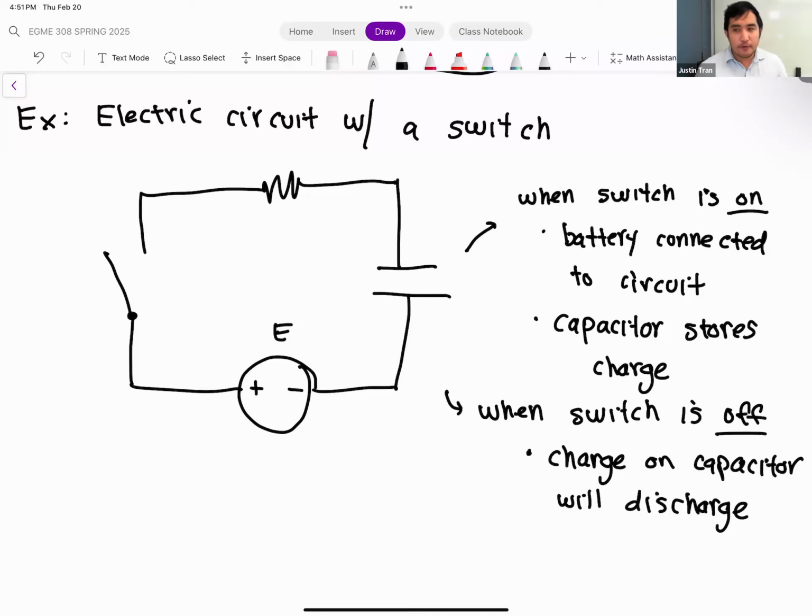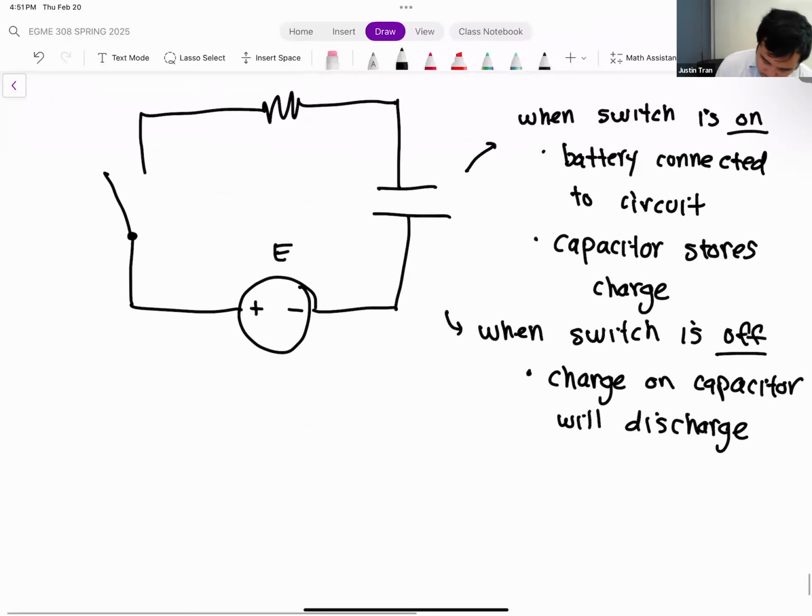So normally, if you wanted to analyze or model a system like this, and you were to do it the traditional way, you would have to solve the problem twice. You have to solve the problem once for the case when the switch is on, and then you'd have to solve the problem again for when the switch is off. Because technically speaking, between these two situations, the governing equation actually changes.